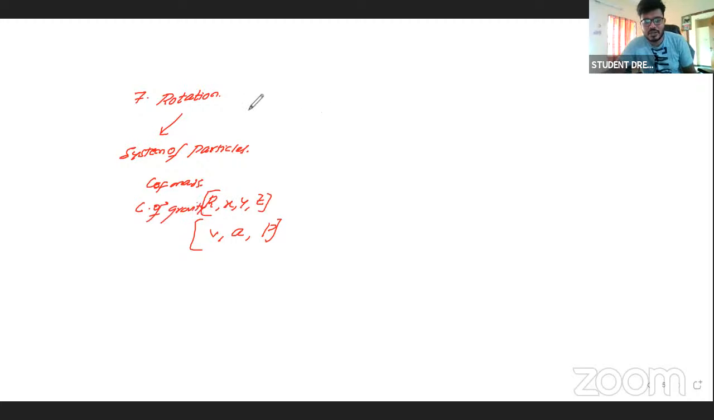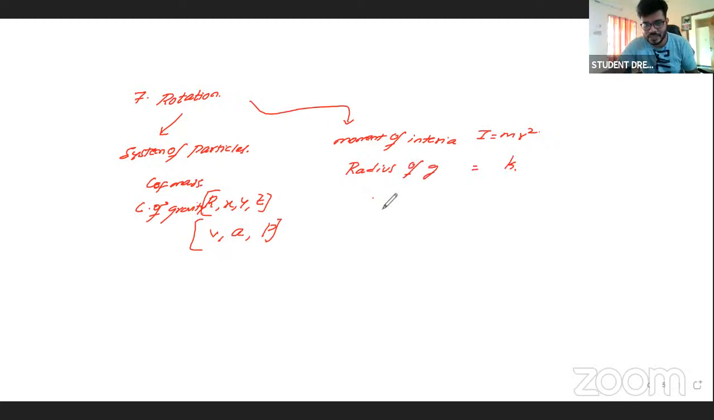After that, there is the second part. We'll discuss the rotational case. In the rotational case, we are going to study your moment of inertia. There is a term, moment of inertia, and the relation I is equal to mr square. After that, there is a topic called radius of gyration, and the symbol is K. After that, we'll discuss the parallel axis theorem.